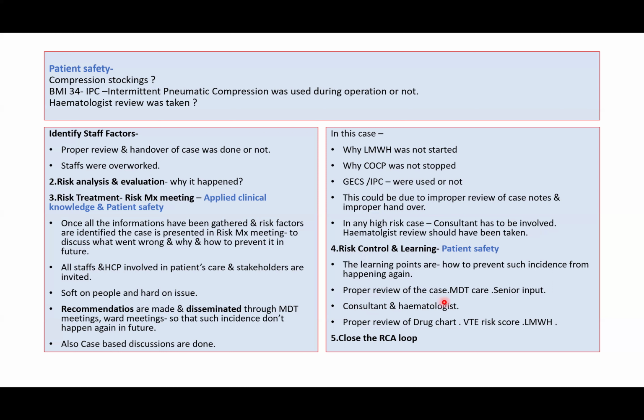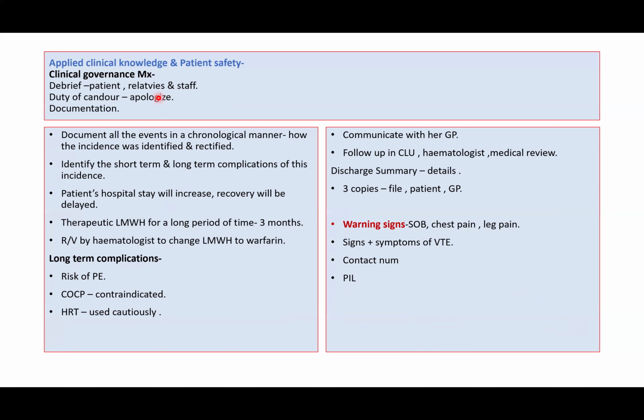There has to be proper review of the case, MDT care and senior input, involvement of the consultant and haematologist. There has to be proper review of the drug chart, and the VTE risk score has to be correct. And in these cases, low molecular weight heparin has to be started immediately after the surgery once the risk of bleeding is less. Then we have to close the RCA loop. Now, clinical governance managed parts, if we have already mentioned them, we don't have to mention everything. The importance is about the documentation.